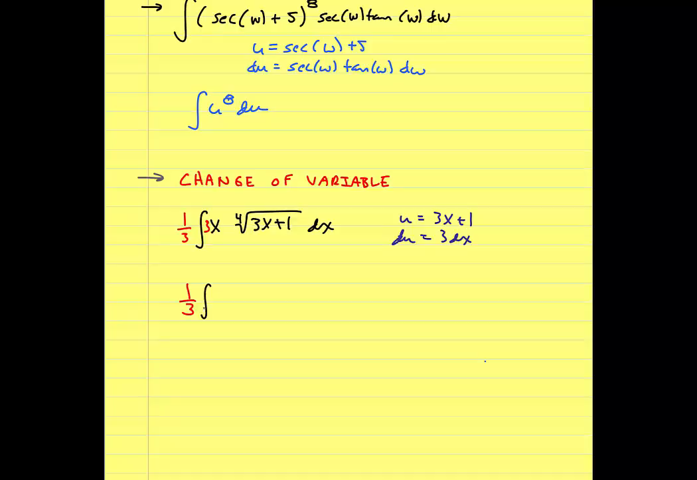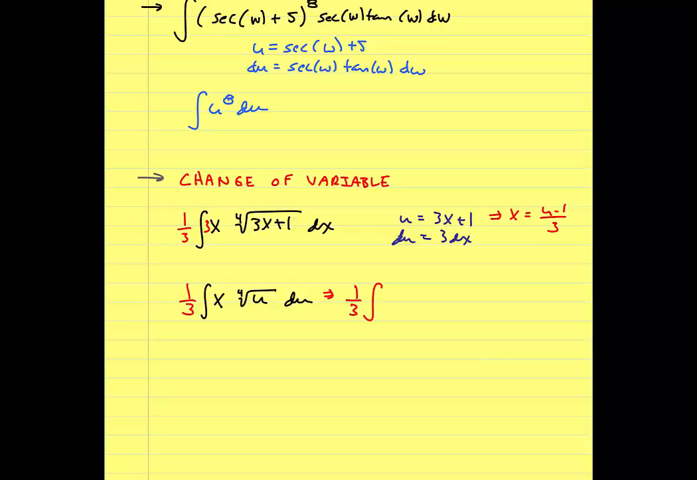So as I'm writing this up, this 3 goes with the dx, so it looks like I'm left with an x. And then I have this 3x plus 1, which would be the fourth root of u du. So I'm left over with an x, and this is the big signal that I need to do a change of variable. So if I were to solve for x over here, I'd get u minus 1 over 3. Okay, so I need to plug in for that.